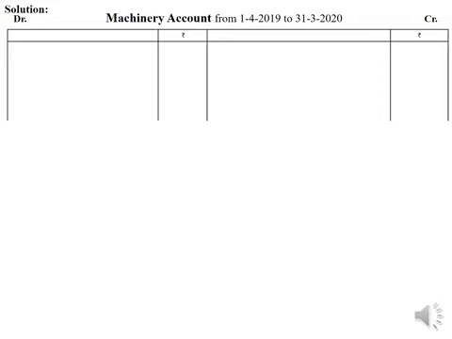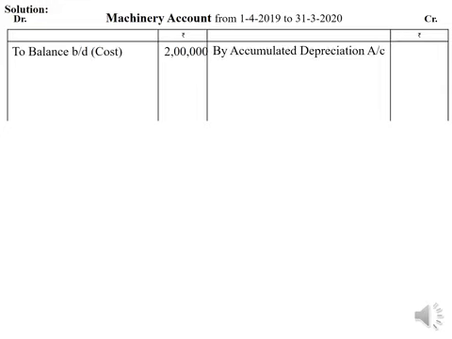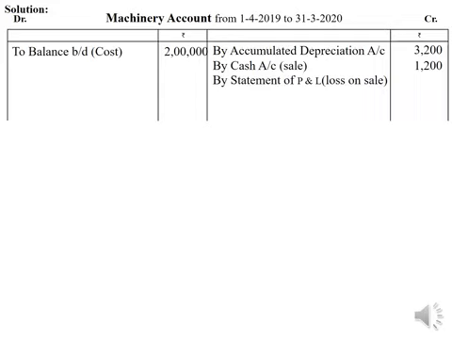First, prepare machinery account. To balance brought down at cost price rupees 2 lakhs. Then charge depreciation on sold machinery rupees 3,200. Record for sale of sold machinery rupees 1,200 by cash account, sale 1,200. By statement of P&L, loss on sale 400 rupees.